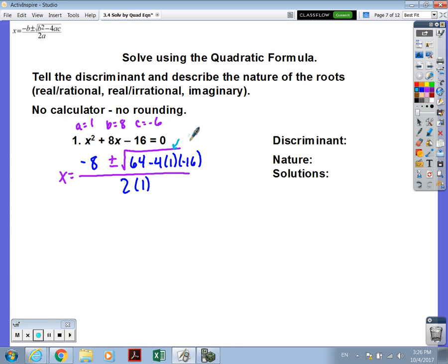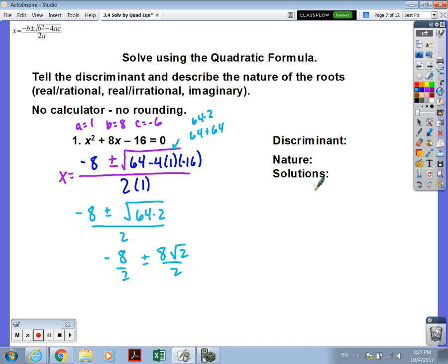What I have happening under here is 64 plus 64, otherwise known as 64 times 2. I'm just going to remind you of that. So underneath the radical, part of it is clean, because I know what the square root of 64 is, and we want to pull that part out. So what I'm trying to simplify is negative 8 over 2, and then the square root 8 root 2 over 2. Final answer cleaned up would be negative 4 plus or minus 4 root 2.